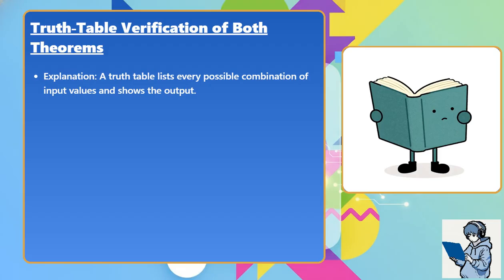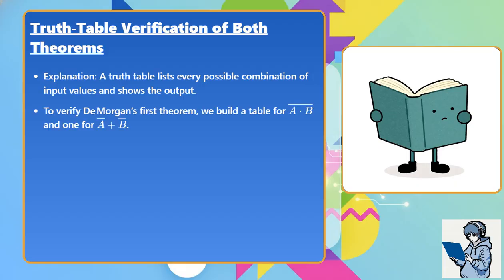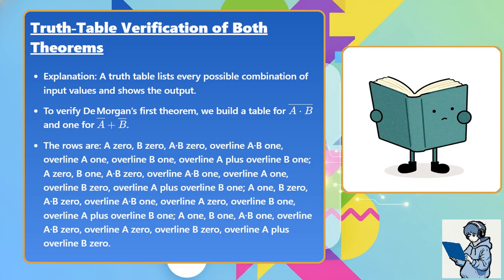Explanation: a truth table lists every possible combination of input values and shows the output. To verify De Morgan's first theorem, we build a table for NOT(A AND B) and one for (NOT A) OR (NOT B). The rows are: first row, A 0, B 0, A AND B 0, NOT(A AND B) 1, NOT A 1, NOT B 1, (NOT A) OR (NOT B) 1.